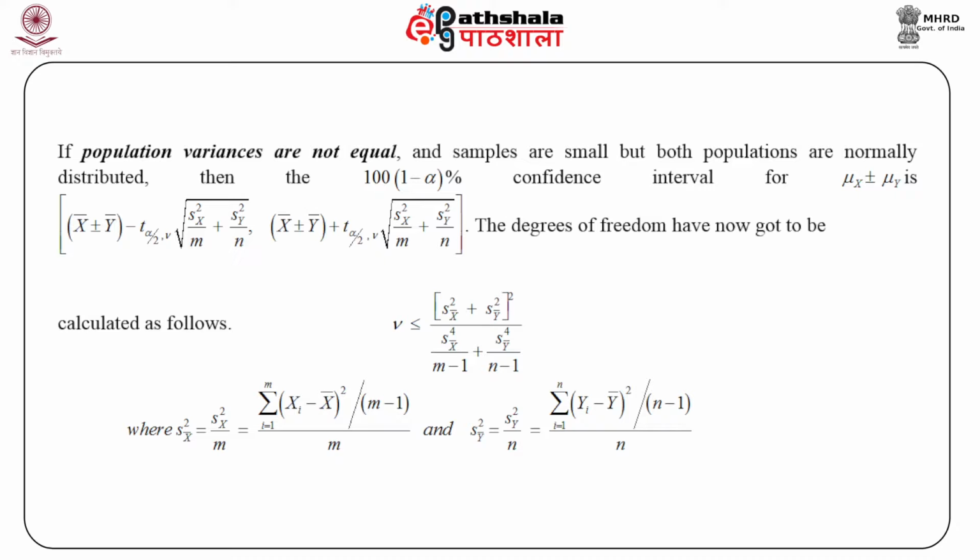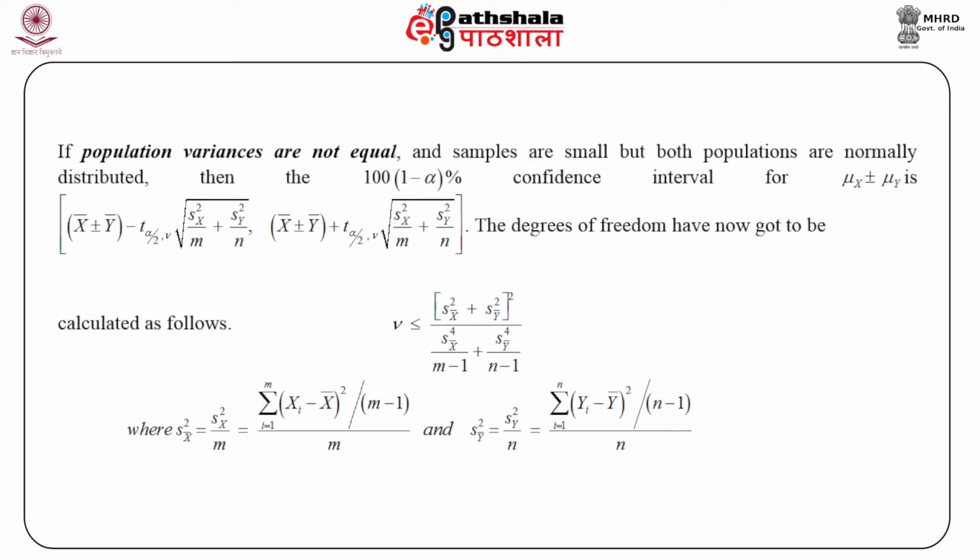The degrees of freedom nu can be calculated as less than or equal to (sx bar square plus sy bar square) whole square divided by (sx bar power 4 upon m minus 1 plus sy bar power 4 upon n minus 1), where we can show that sx bar square is equal to sx square by m, and is equal to sigma (xi minus x bar) square divided by m minus 1, whole divided by m.